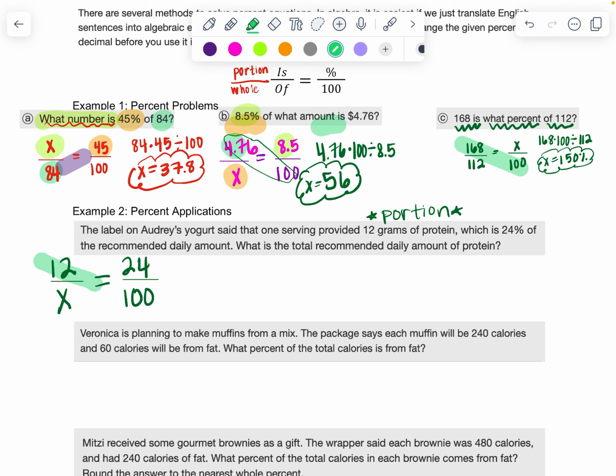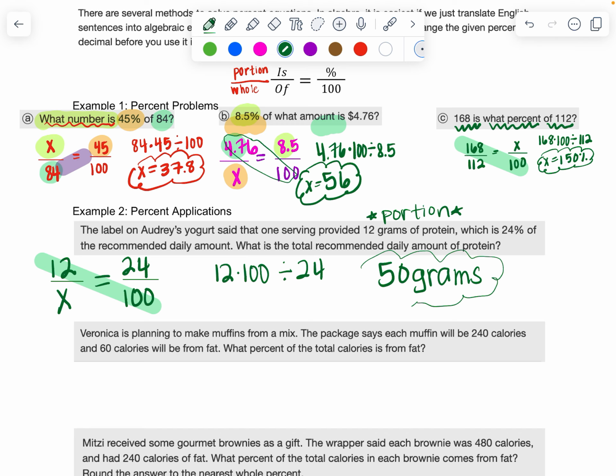Again, I'm going to multiply diagonally the two numbers that I know. So 12 times 100, and then divide by the third number. 12 times 100 divided by 24 is 50, and we should label this 50 grams. So Audrey needs 50 grams of protein.